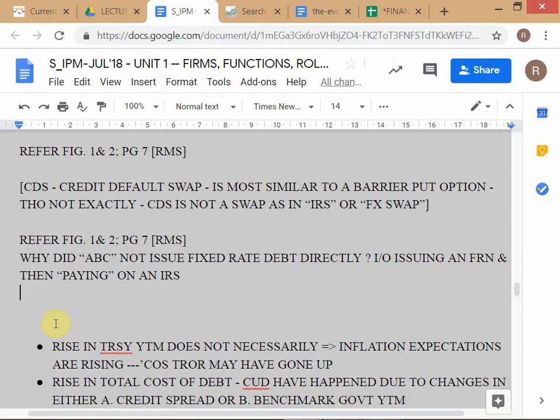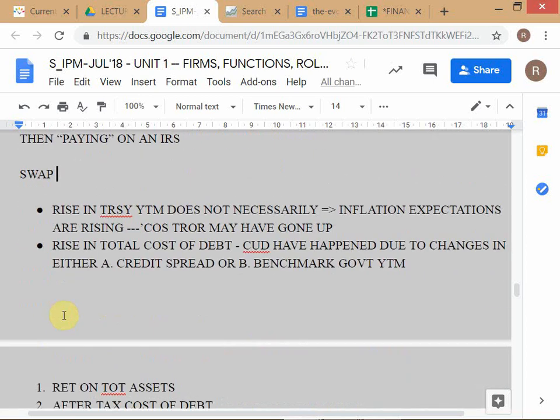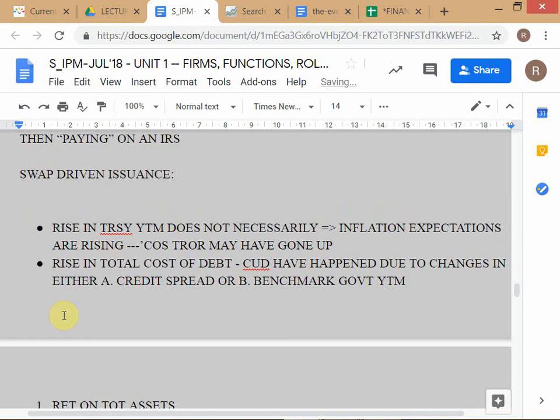Okay, so this brings us to an important concept that you need to be aware of. I'll give you an article about this also, written many years ago in 1987, which shows you how developed the markets were even then. This is the concept of swap-driven issuance, which is very common in the international capital markets. So we need to be aware of this concept.